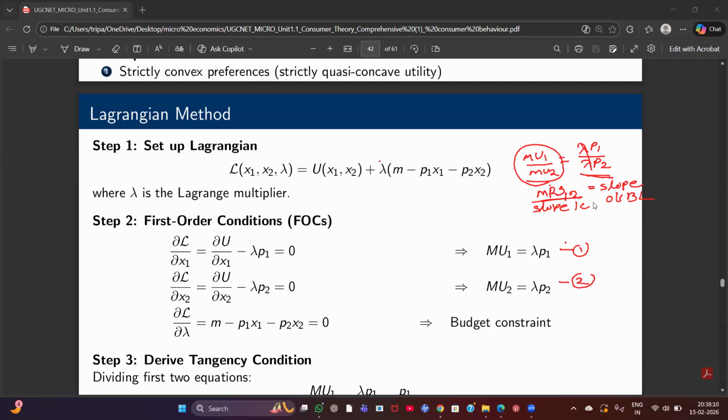And that occurs only at the tangency point. At the tangency point, both the slopes are equal. So this Lagrangian method solves the question. The consumer obtains its equilibrium or maximizes its utility where the indifference curve slope and the budget line slope are equal. This is done. Then go to the next stage.